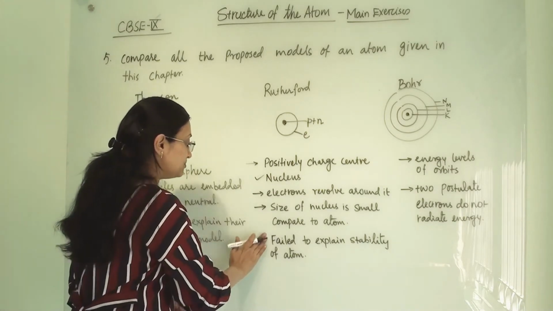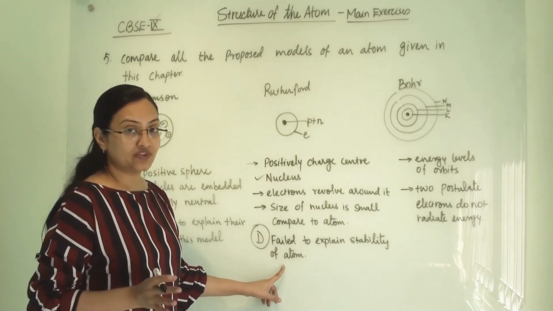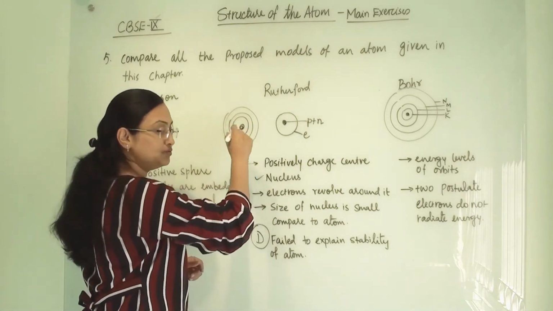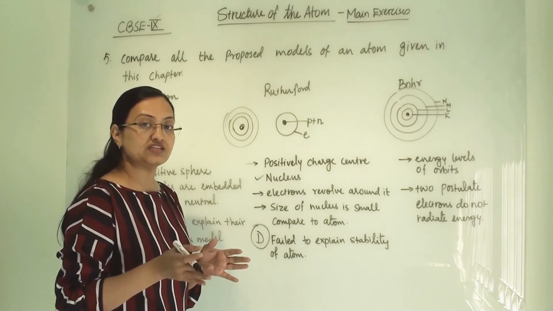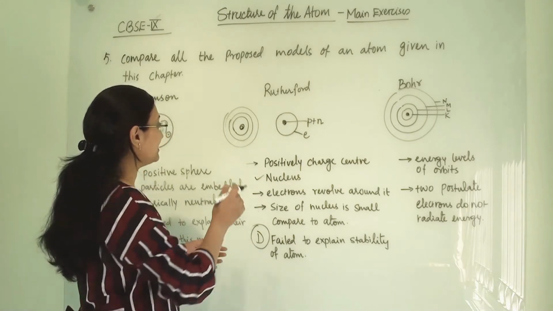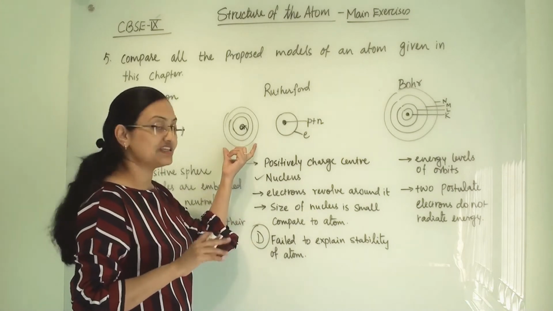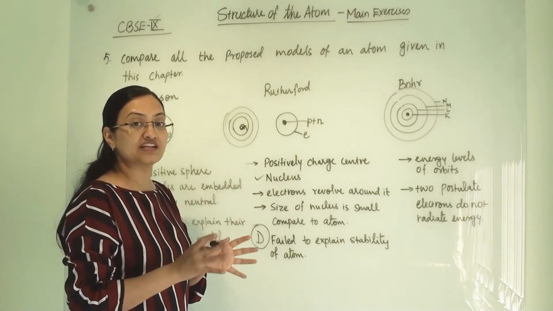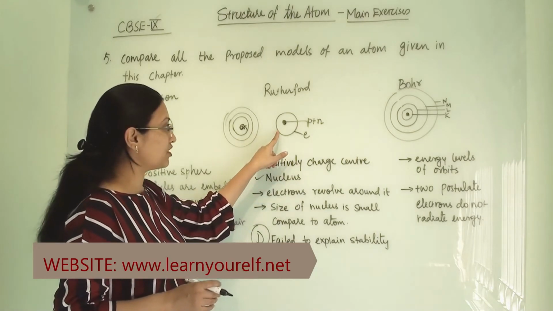But what was the biggest drawback of this model? That he failed to explain the stability of atom, because they were believing that when electrons are revolving around the nucleus, they will be in acceleration. The objects which are in acceleration will radiate energy. So after some time, the electron will lose all of its energy and then it will fall into the nucleus. And in this case, the atom is highly unstable, but atoms are stable. So he failed to explain this concept via his model. So this was the biggest drawback of Rutherford's model of an atom.